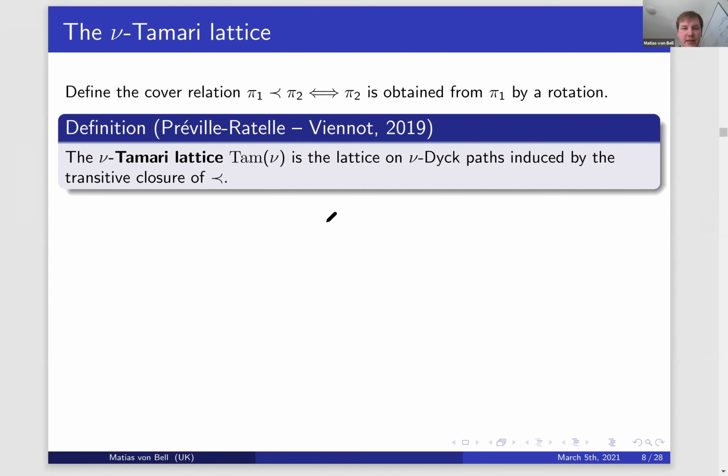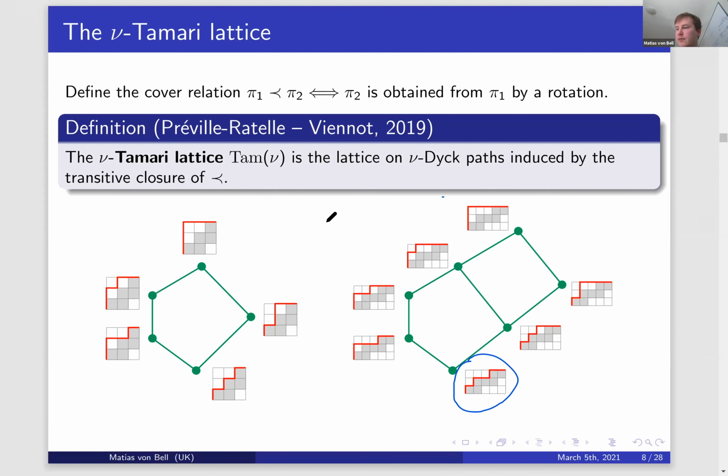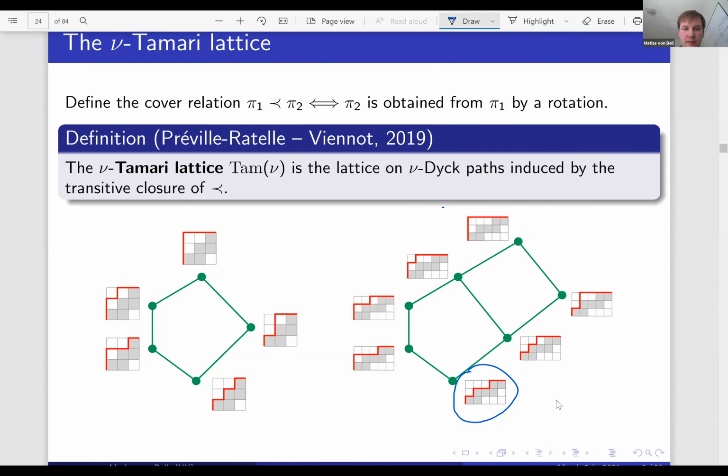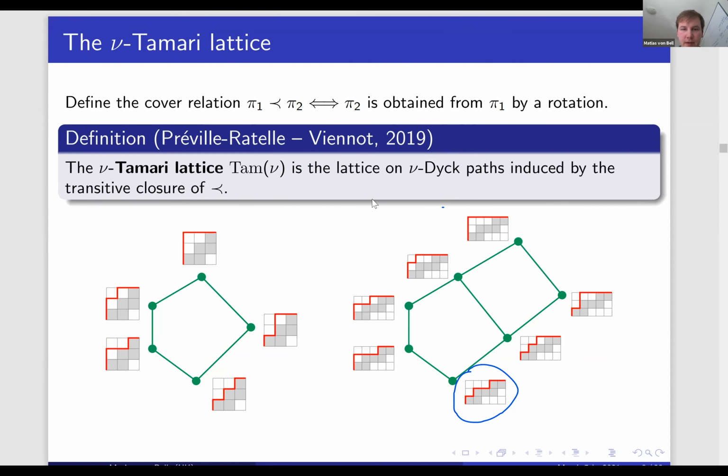Thanks for that. I forgot to mention that this description of the nu-Tamari lattice is introduced by Bergeron and Viennot. All right, and we'll see another version of this during the talk.